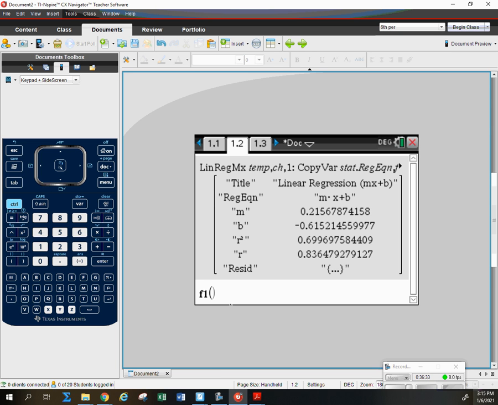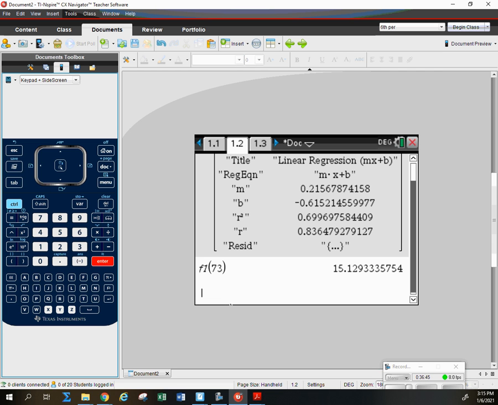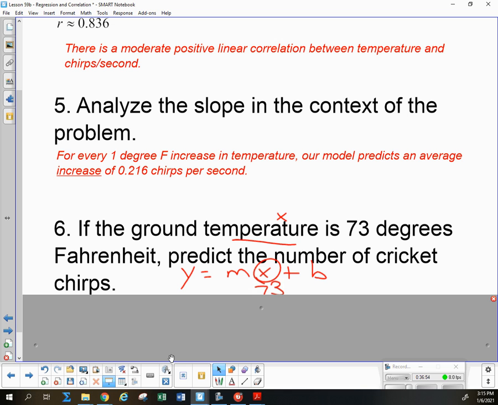All we need to do is to type, what was it, 73 that we were trying to find? Type 73 so that it's inside those parentheses. It already had the parentheses there for us. We didn't have to type them. Just put a 73 in and hit enter. And then we're going to round that to 3 places, 15.129. And we are going to remember that.